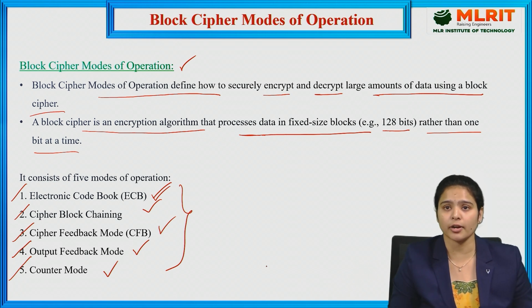So, it consists of five modes of operation. First one is electronic codebook. Second one is cipher block chaining. Third one is cipher feedback mode. Fourth one is output feedback mode. And fifth one is counter mode.